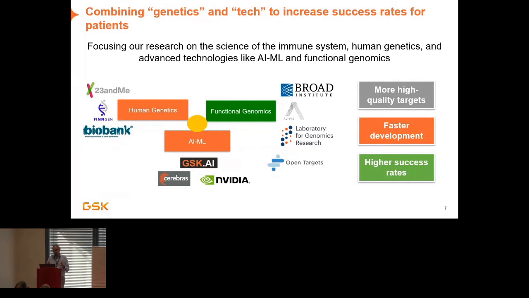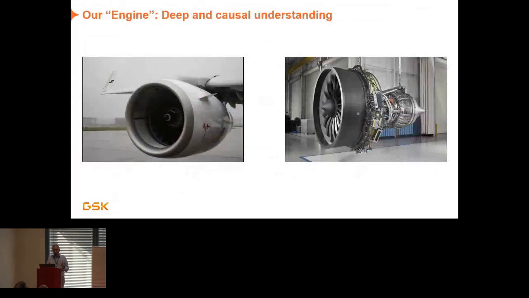And I think that's very important, this public-industry partnership, and the fact it's called Open Targets is because we want to make the data and the methods available as well. So what are we trying to do? It's kind of engineering, in fact. We want to really understand our engine, and what I mean by that is what's happening in our body in case of health or disease, and really get to a deep and causal understanding.